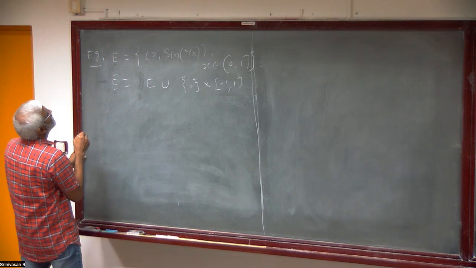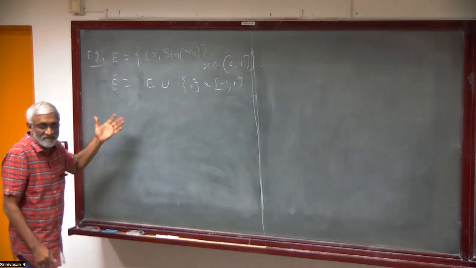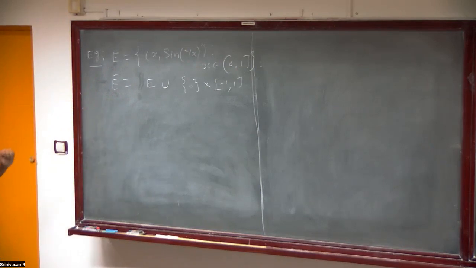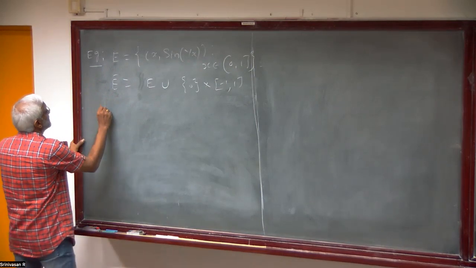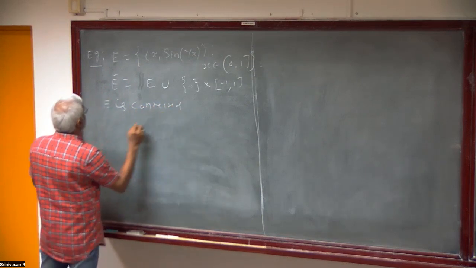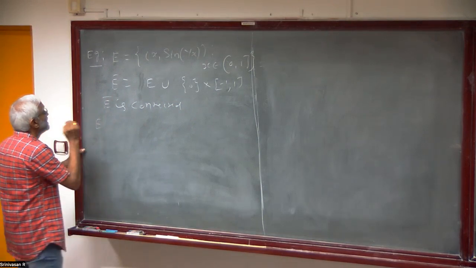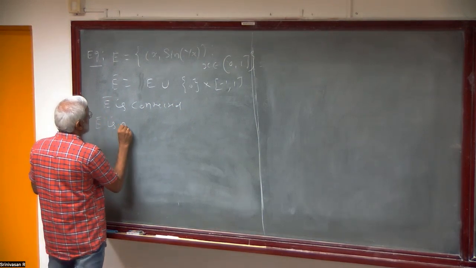So we want to prove that this is connected, because E is just a curve, so it is connected. So E closure is connected, which we have proved. The claim is that E closure is not path connected.